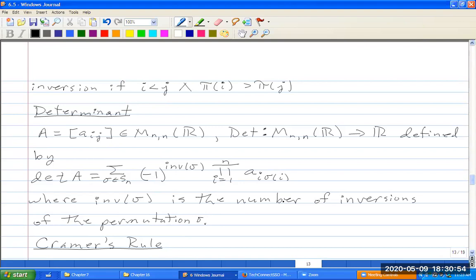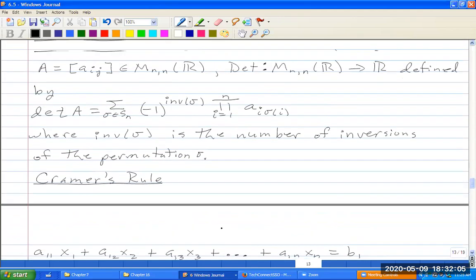Determinant. So the determinant of the matrix A, whose ith jth entry is A sub ij. Let it be an n by n matrix with real coefficients. Then the determinant of this matrix is defined as the sum over any permutation sigma of negative 1 to the inversion of sigma, times the product from i equals 1 to n of A sub i, sigma of i, where the inversion of sigma is the number of inversions of the permutation sigma.